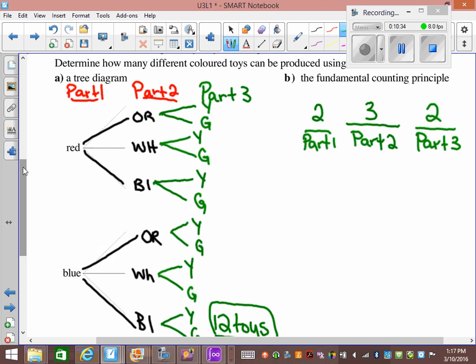If we need part 1 and part 2 and part 3, you multiply. If you only need part 1 or part 2 or part 3, which means each of the separate parts would get you a toy, which it doesn't, you'd add. So if you can use the word and, you will multiply. Very important. If you can use the word or, you're going to add.